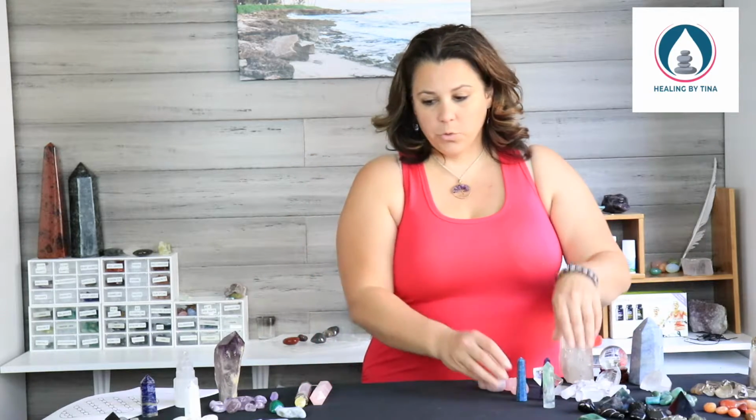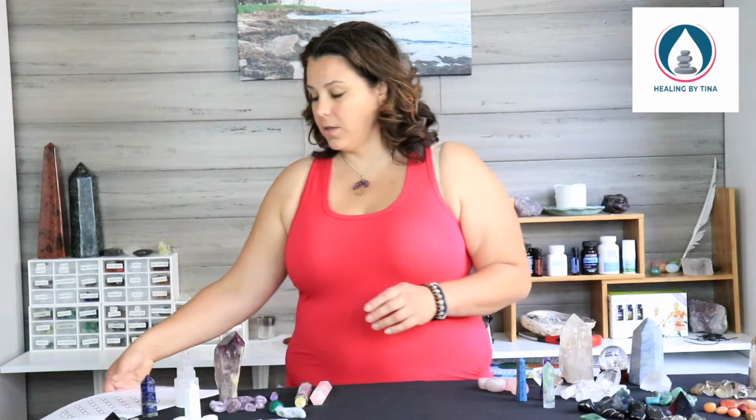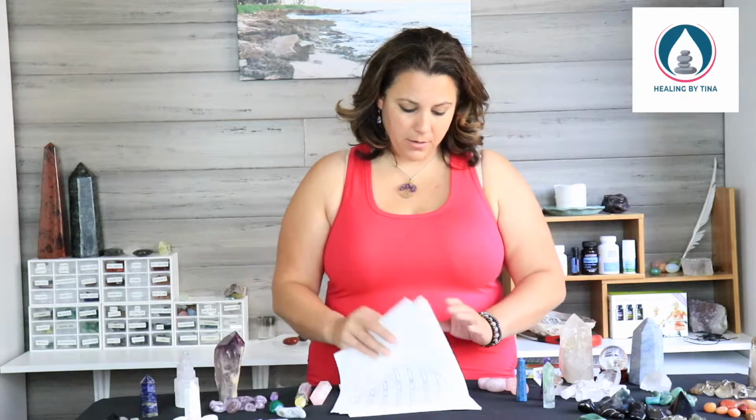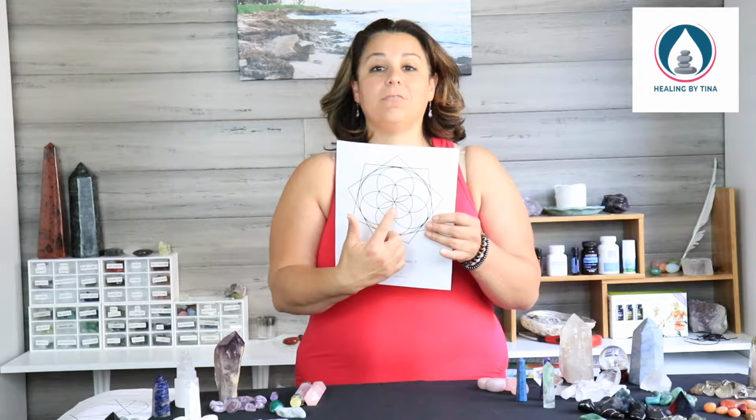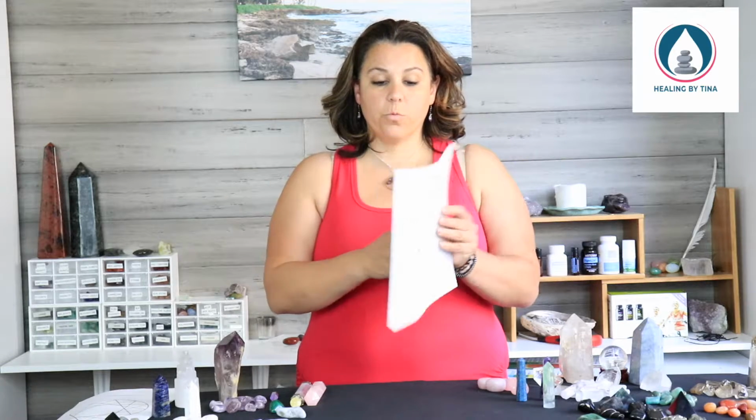Let's say we're going to create a square crystal grid, and we want to create it for power and strength and prosperity. Okay, so let's start off with a square grid with a seed of life in the center of it. You're simply going to place your grid down.